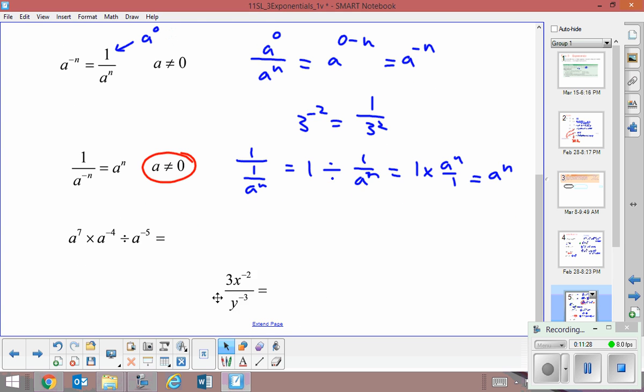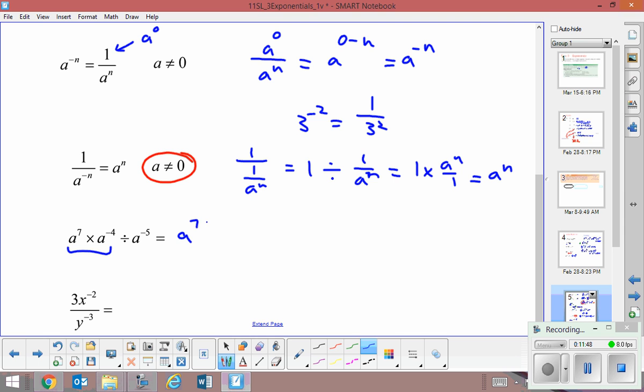I've got a couple here. Let's do that one over there. We'll do, oh no, we'll come over here. All right, so a to the 7th times a to the minus 4 divided by a to the minus 5. We know that if we do this part first, a to the 7th plus minus 4, all right, we can add those. Divide by a to the minus 5. We're going to have a cubed.